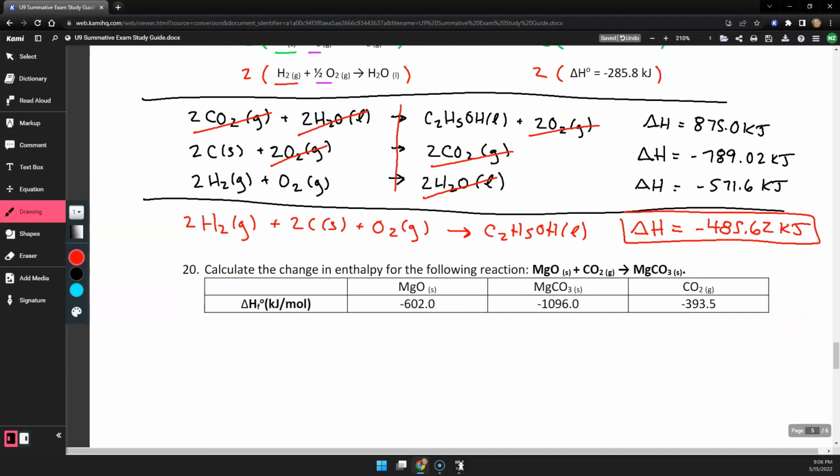All right. 20. Oh, this looks complicated, but it's not. 20 says calculate the change in enthalpy for the following reaction. So to find our change in enthalpy, we're going to take the sum of the moles, that's the N, times the delta H values of the products. And then we're going to subtract the sum of the number of moles times the delta H values of the reactants.